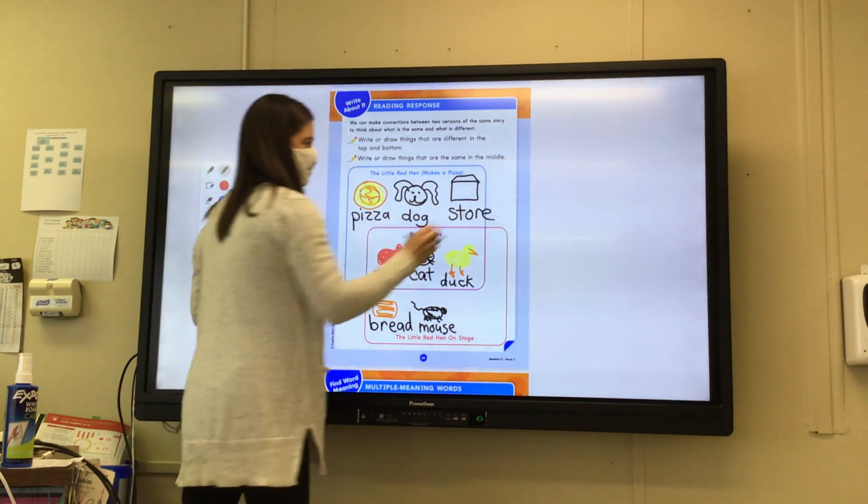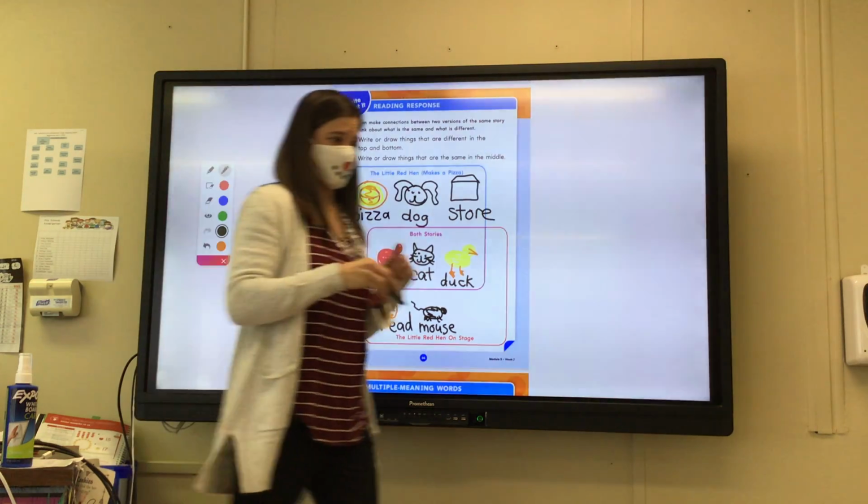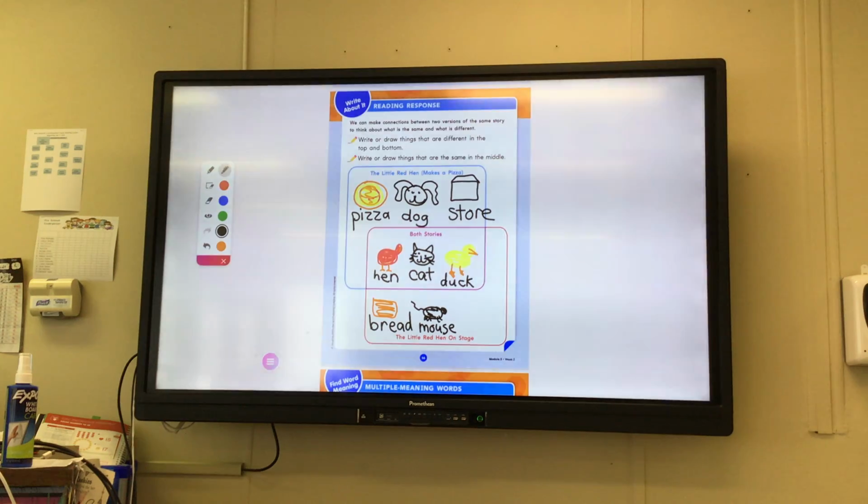How do you make that so 3D? Just maybe a little square at the top. Yep, a little bit on the top. Alright, so she had to go to the store in The Little Red Hen Makes a Pizza to get all of her ingredients to make the pizza.